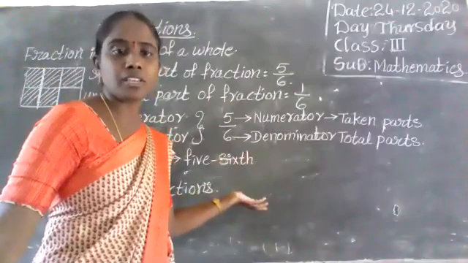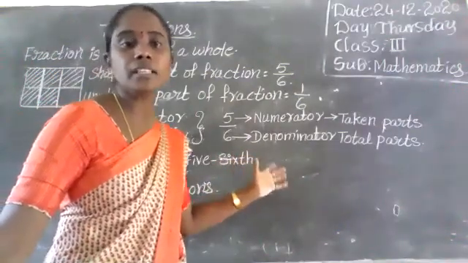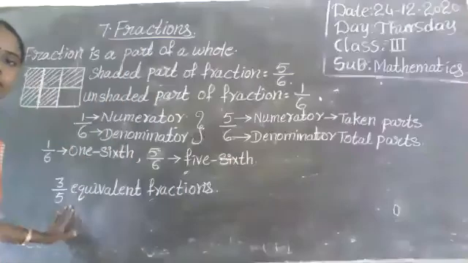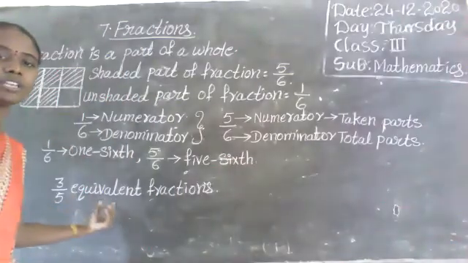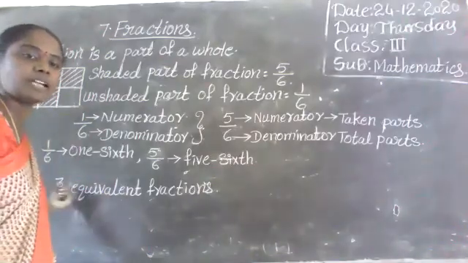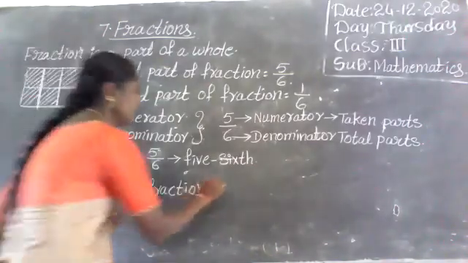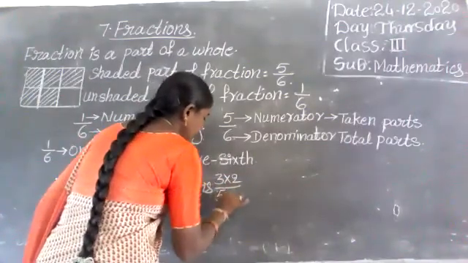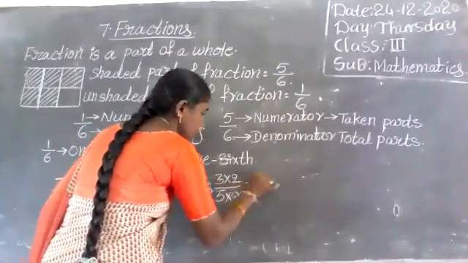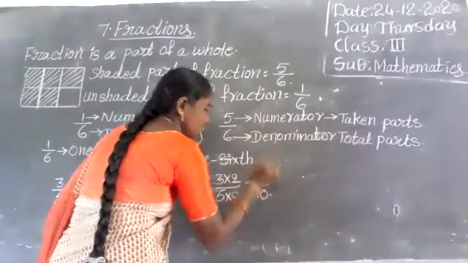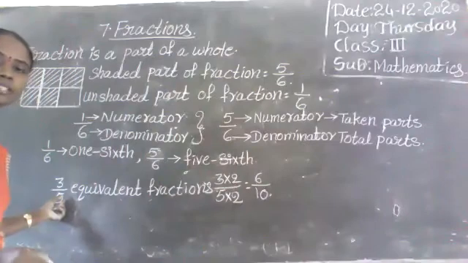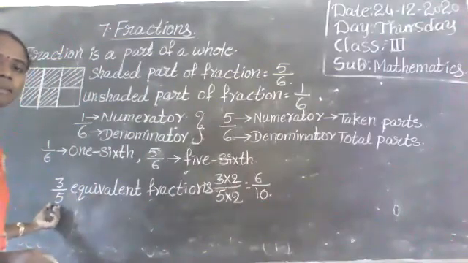For a given fraction, with division also we get an equivalent fraction. First here, 3 by 5. For 3 by 5, how can we write equivalent fractions? First multiply by 2. 3 into 2 and 5 into 2. Then 3 2s are 6, 5 2s are 10. This is an equivalent fraction of 3 by 5.